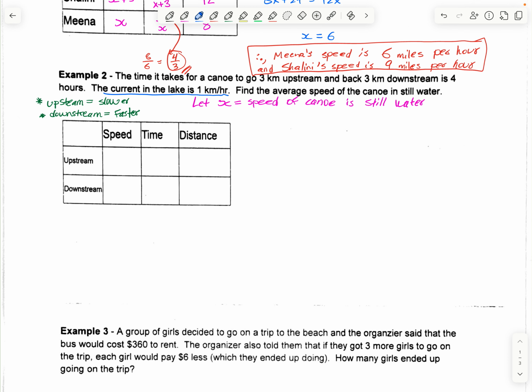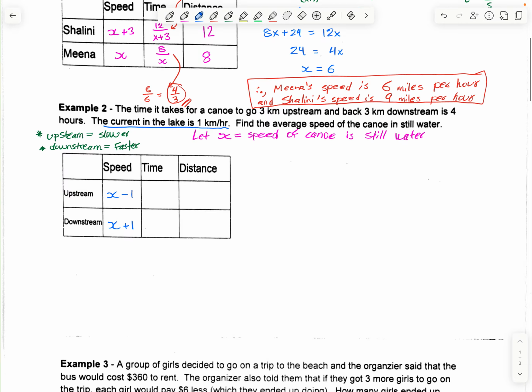So the upstream speed, meaning against the current, is going to be x minus 1, because it's slower, right? Remember, x is just the speed as if there were no current. And if there is a current upstream, it's going to be x minus 1. Downstream, the current is going to help us. We're going to go faster, right? Our base speed plus the current speed is going to be x plus 1. So that's our speed right there.